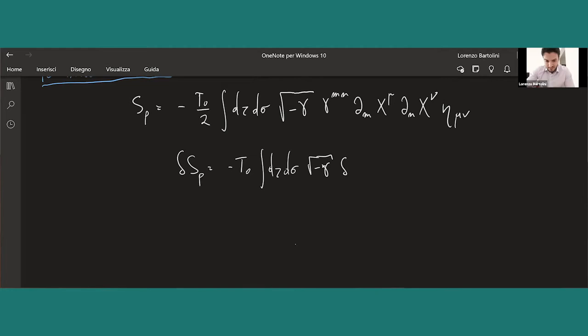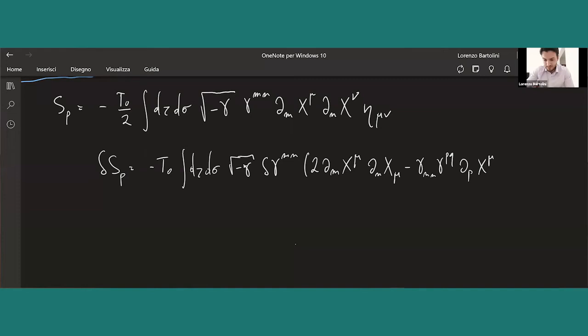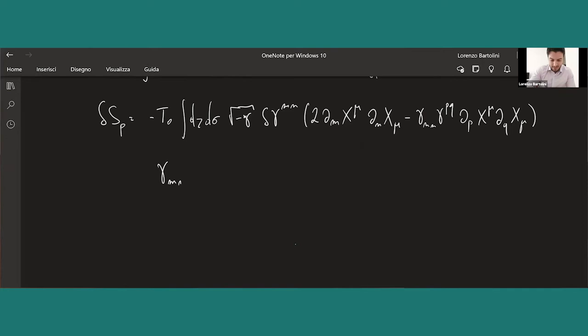So we obtain this variation with respect to gamma mn. So we are performing a variation with respect to this metric, to this auxiliary field gamma. And this leads us to the identification of this gamma mn with 2 times some function of sigma and tau, and the tensor structure on the worldsheet is this one, the ∂m X^mu ∂n X^nu eta mu nu.